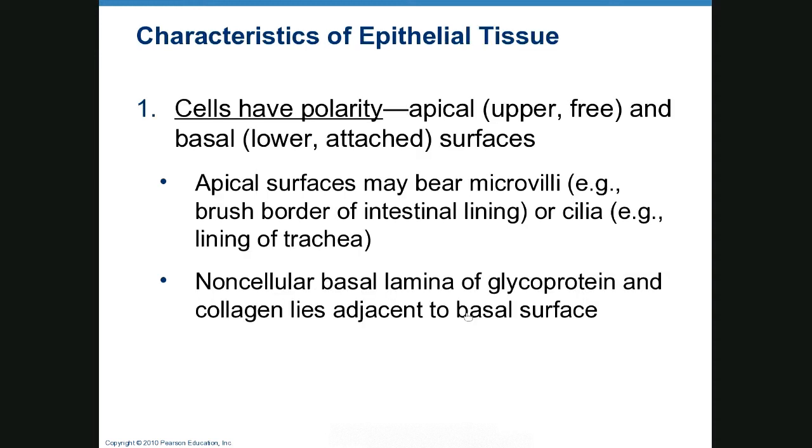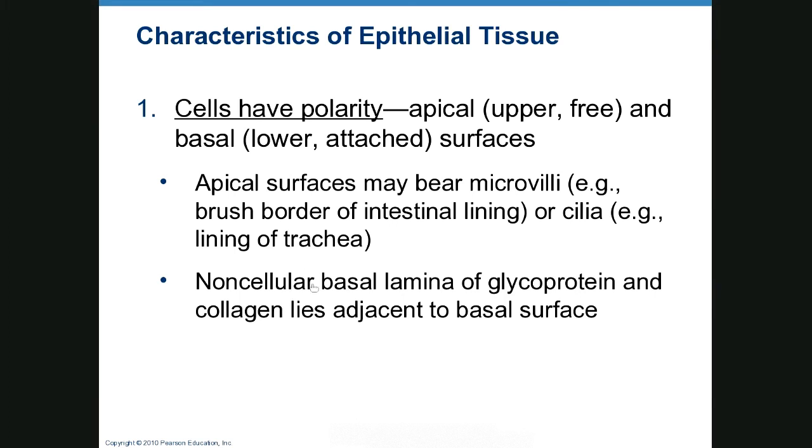Epithelial tissue, the cells all have polarity. That's an upside and a downside, a definite shape. And the apical surface, we could call it top or the bottom, but it could be upside down or right side up. It may bear microvilli, the brush border, cilia, but it is what it's named for, and how many layers also tells us how it's named.